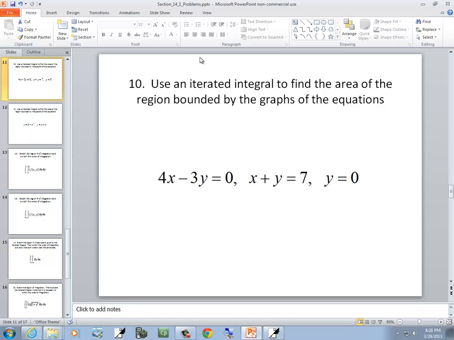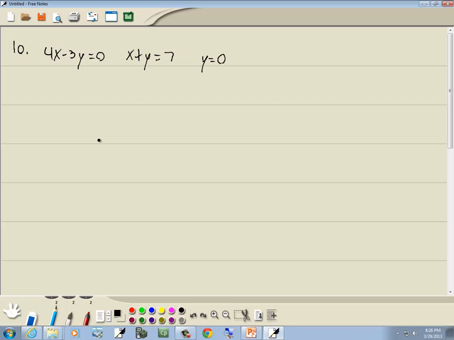This is a different way of looking at it, to see how to do it. And again, we're going to use iterated integrals to do this. Well, first off, I need to find out what these graphs look like. So let me go ahead and solve both of these for y. We've got 4x equals 3y. Divide both sides by 3, and we get y is equal to 4/3 x. Now this one I can take the x over, and it becomes negative x plus 7.